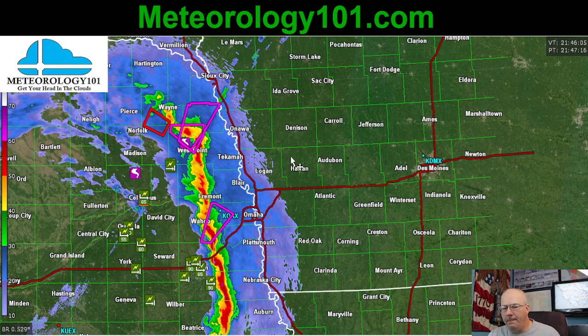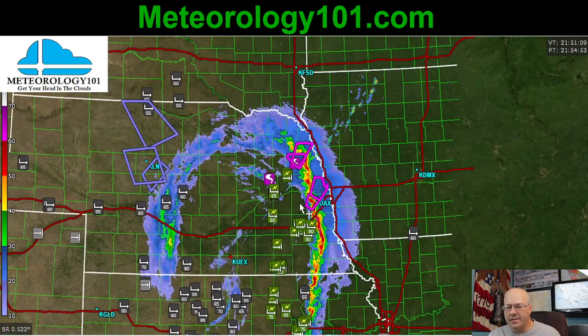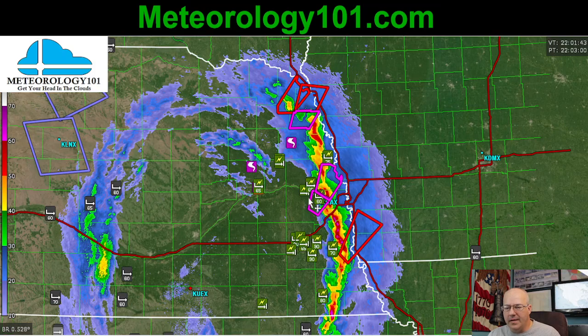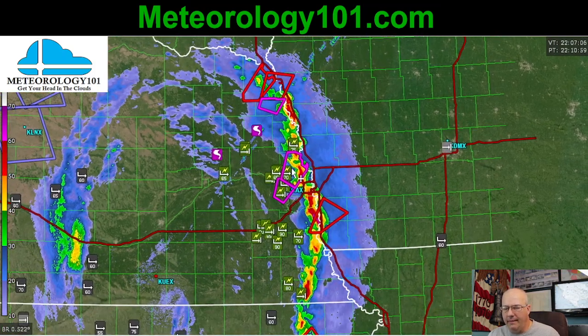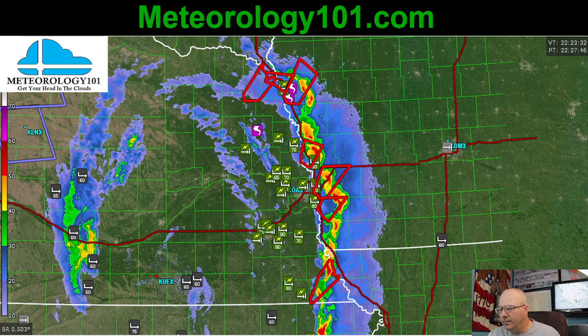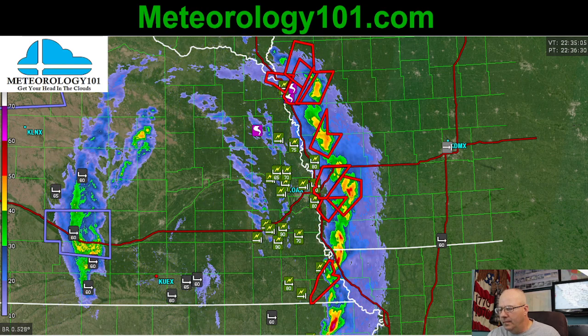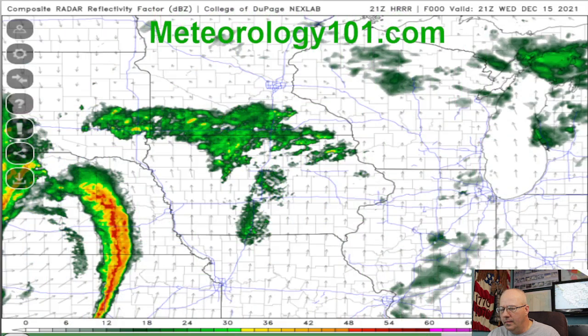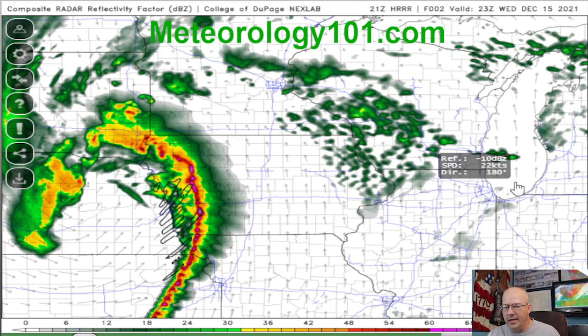I want to see real quick. This is eastern Nebraska, so we're going to look at real quick. We're going to pull a model. And this is the HRRR, the High Resolution Rapid Refresh. We're going to look at the next few hours. That's a pretty strong squall line when it hits Iowa.